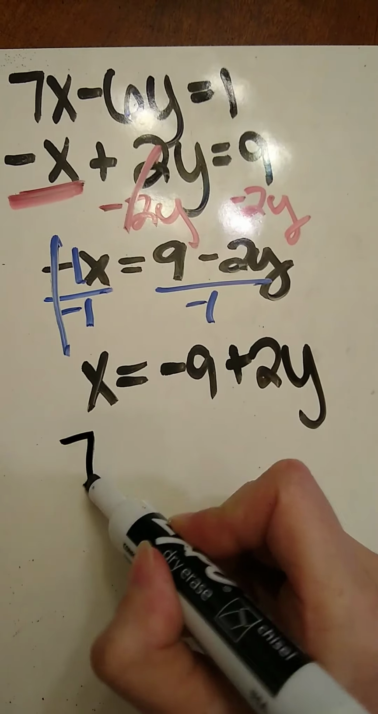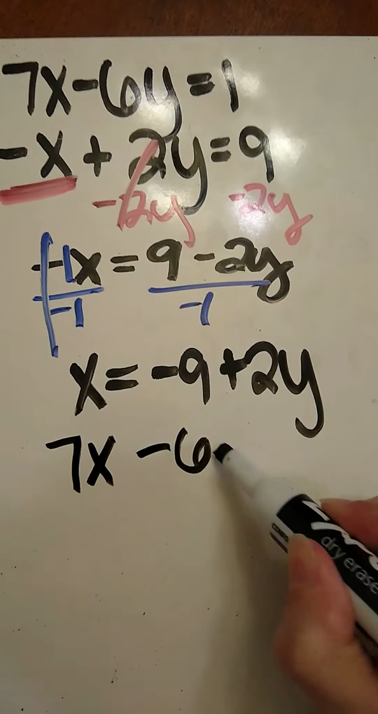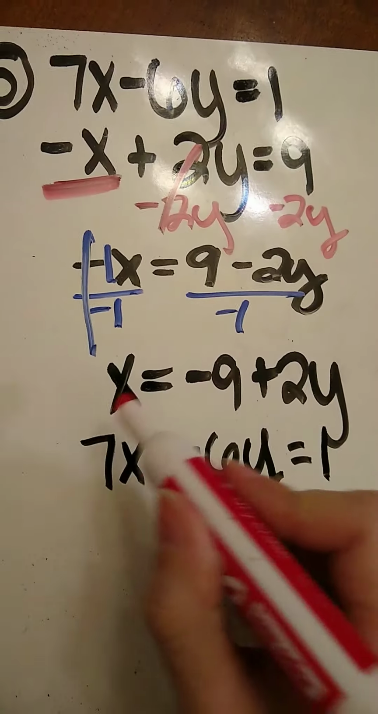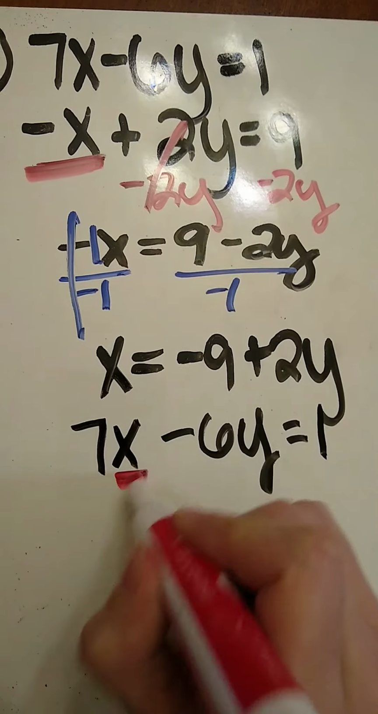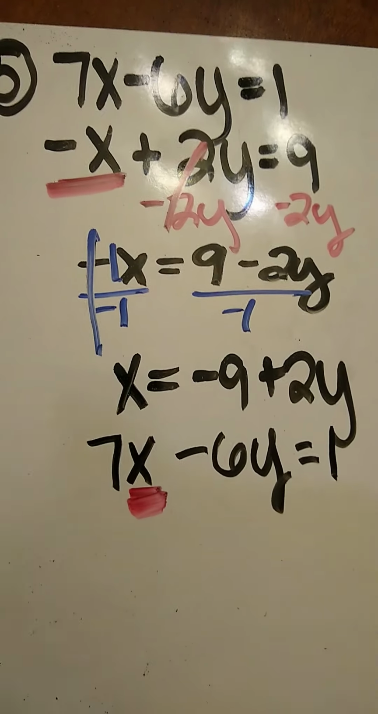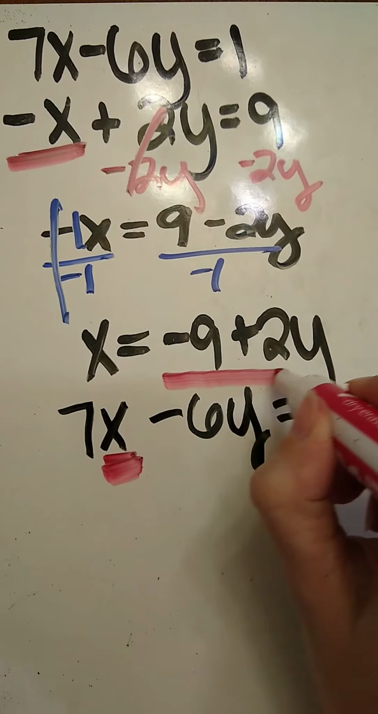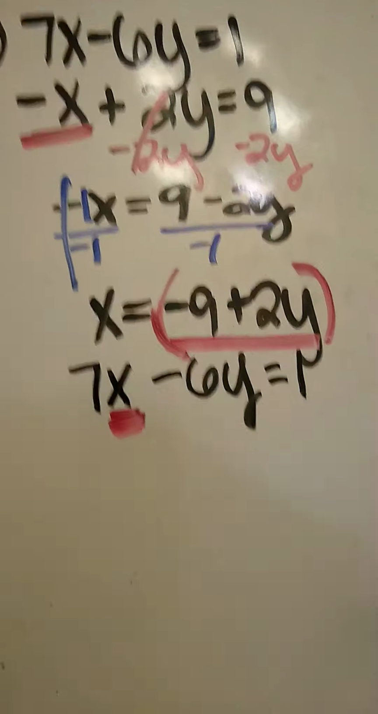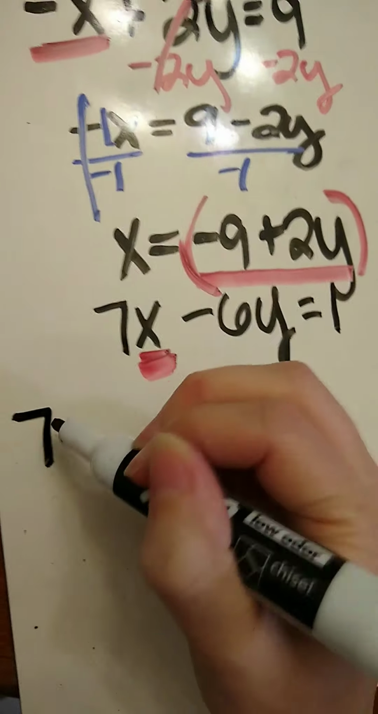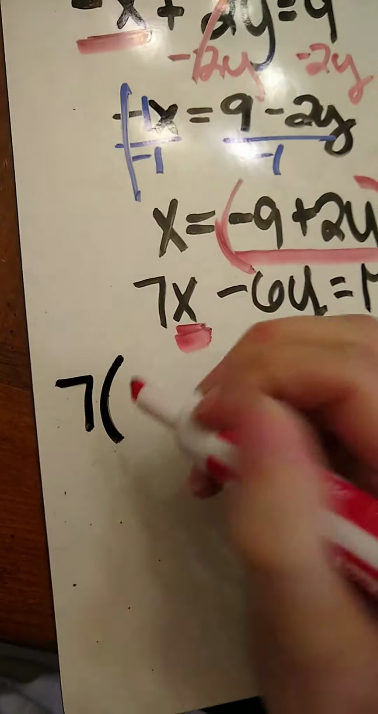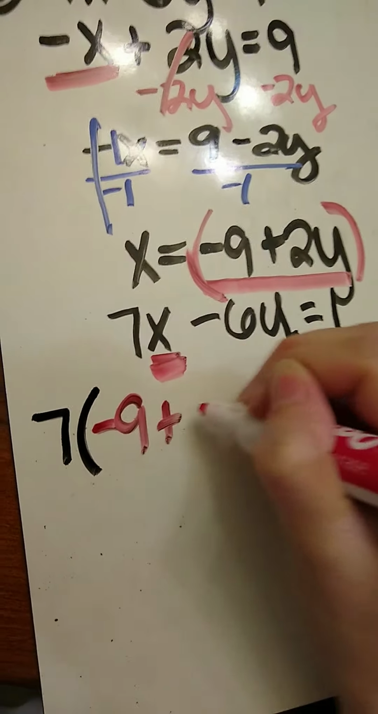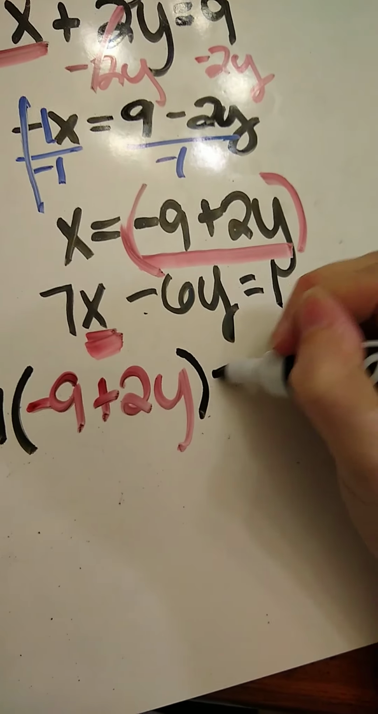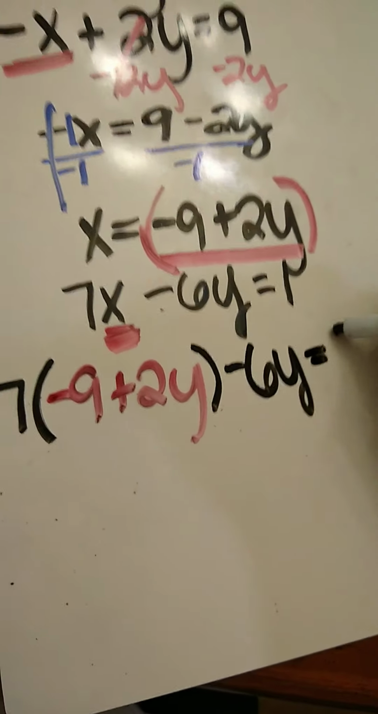And the first equation that we did not touch, 7x minus 6y is equal to 1. In this problem, x is solved for, so I'm going to replace the x in that now second equation with what it's equal to, which is negative 9 plus 2y. And as always, gotta use parentheses. So when I do that, the 7 stays put. Instead of an x, in parentheses, I'm going to put negative 9 plus 2y, where that x used to be. And I'm going to carry down the rest of it. So minus 6y is equal to 1.